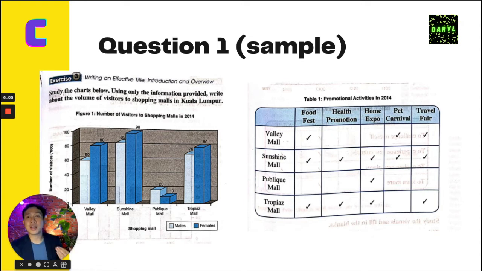Find which one is significant. Find things that you notice as striking. Is it going up? Is it the most? Is it the lowest? Is it the middle? Is it the same? Find what you think is striking, and then relate it to table 1 over here. Promotional activities in 2014.